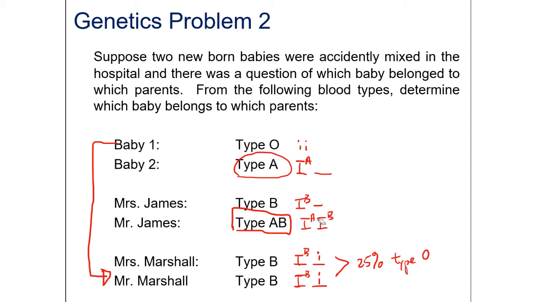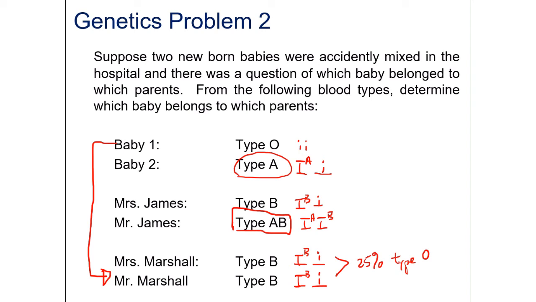Okay, and in fact, based on this information, we know that the IA came from the father, right, and then the other half is going to be a small i, which came from the mother. Okay, the other half could not have been another IA because Mrs. James here does not have an IA, right? So you can see, these kinds of problems are sometimes a little bit complicated.